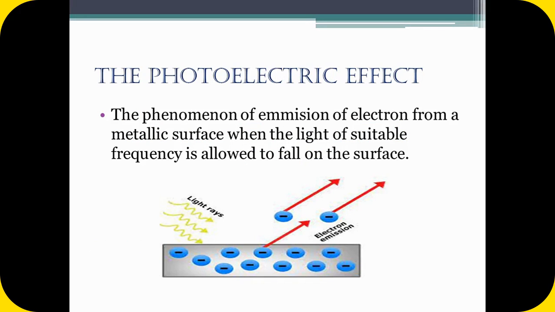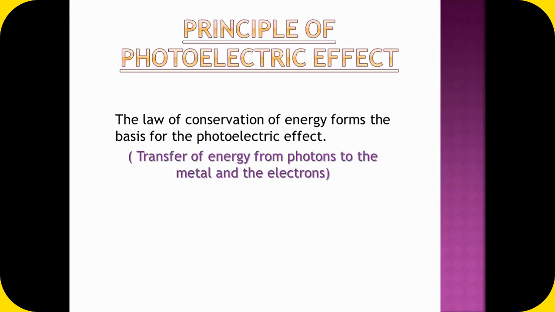The phenomenon of emission of electrons from a metallic surface when light of suitable frequency is allowed to fall on the surface is known as the photoelectric effect. The principle of the photoelectric effect is based on the law of conservation of energy. When photons are incident on the metallic surface, they transfer their energy to the electrons, and the electrons get ejected from the metallic surface. In this process, the overall energy of the system remains conserved.